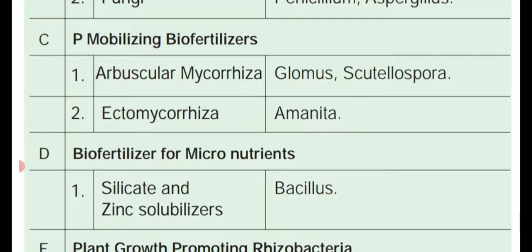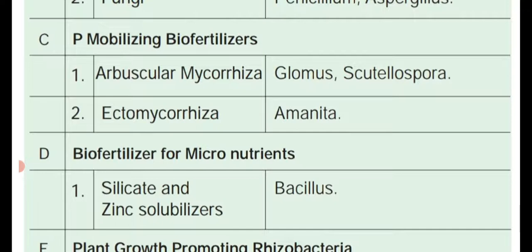You studied in the 11th standard. A symbiotic association between the root of higher plants and a fungal partner is known as mycorrhizae. There are different types of mycorrhizae: ectomycorrhizae, endomycorrhizae and ectendomycorrhizae. In the endomycorrhizae, we have the example of VAM fungi, that is vesicular arbuscular mycorrhizae.